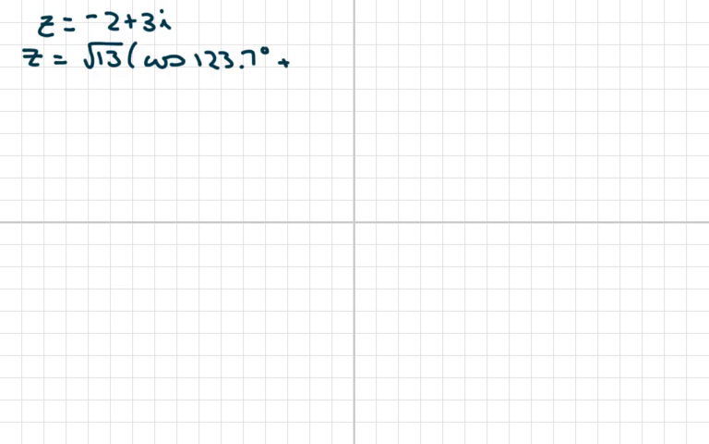The first one we had, our polar form was z equals negative 2 plus 3i, and our argument in degrees is going to be square root of 13 times cosine of 123.7 degrees plus i times sine of 123.7 degrees. And that's in this quadrant here.